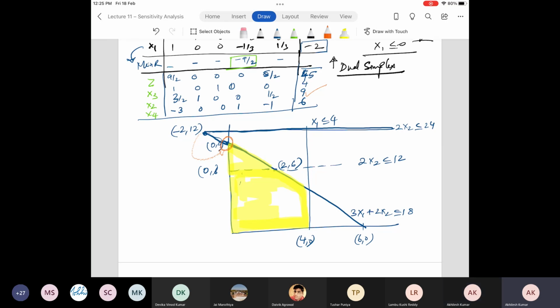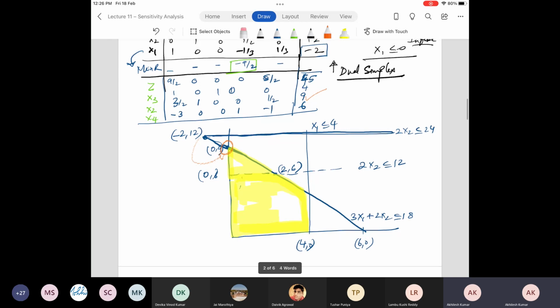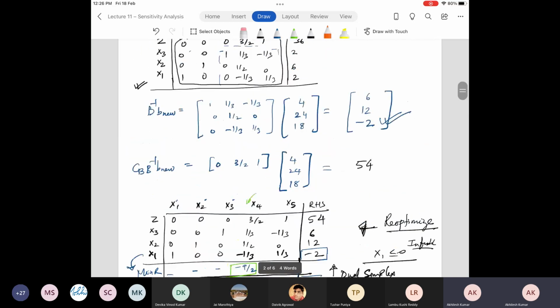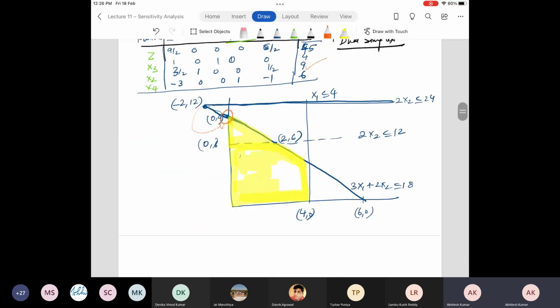Understood, guys? Whoever is paying attention, see how things changed, algebraically. Algebraically, you have found it here, minus 2 and 12. Graphically, you can see where the new intersection point is. Fair enough?